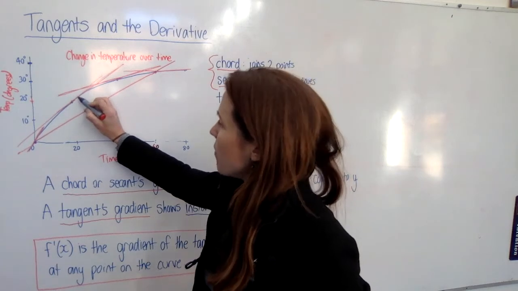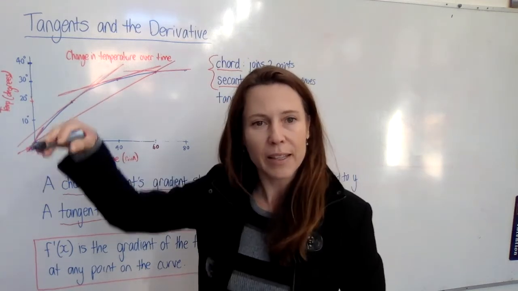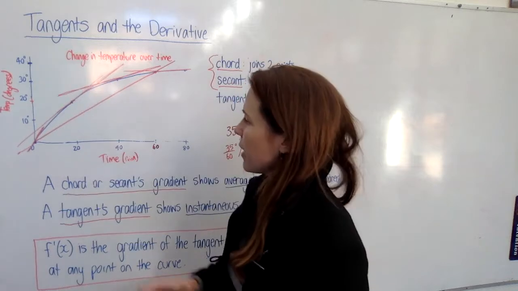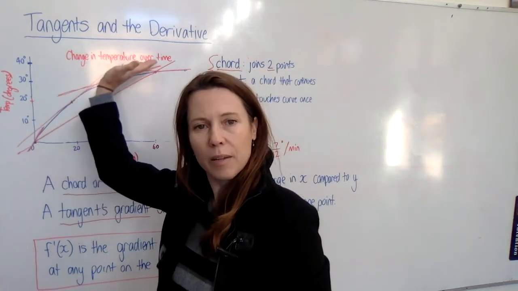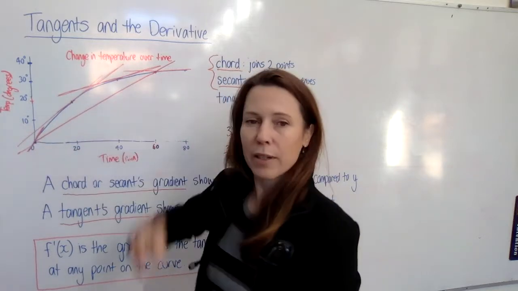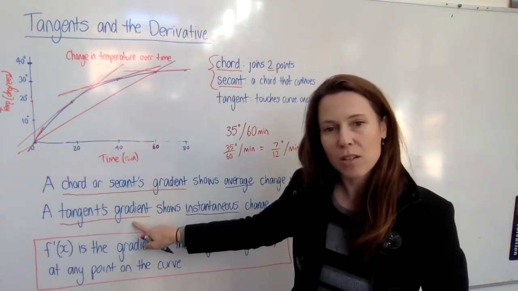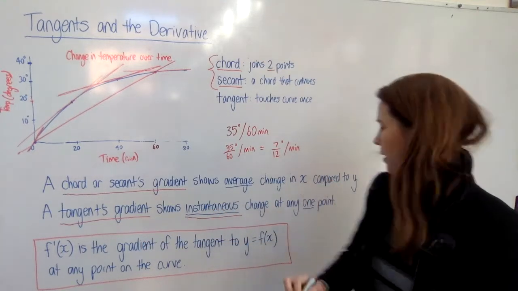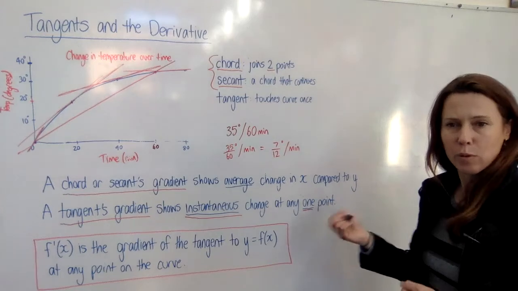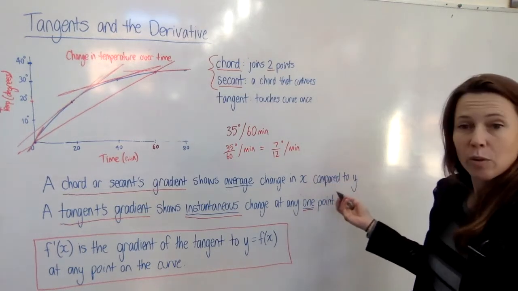And of course, on every single point of this curve, there's a slightly different gradient, isn't there? The gradient starts off quite steep, and it gradually gets less and less steep. So the gradient's changing all the time. So the tangent's gradient actually gives us the instantaneous change right at a particular one point. And that's a really important concept.